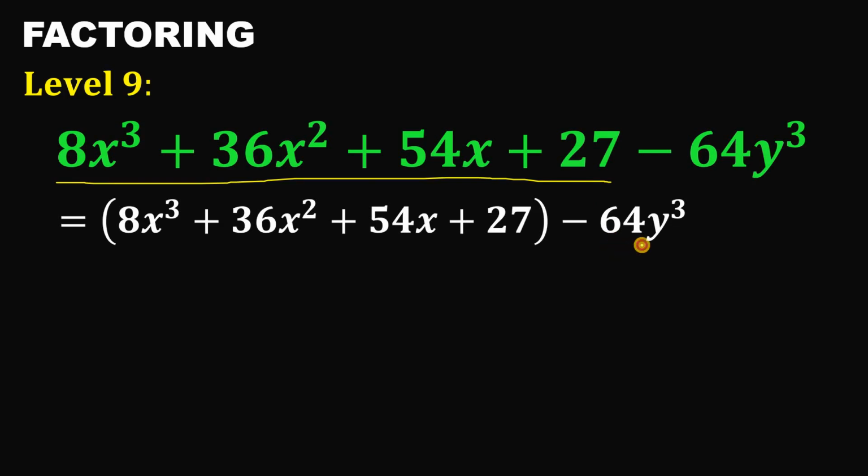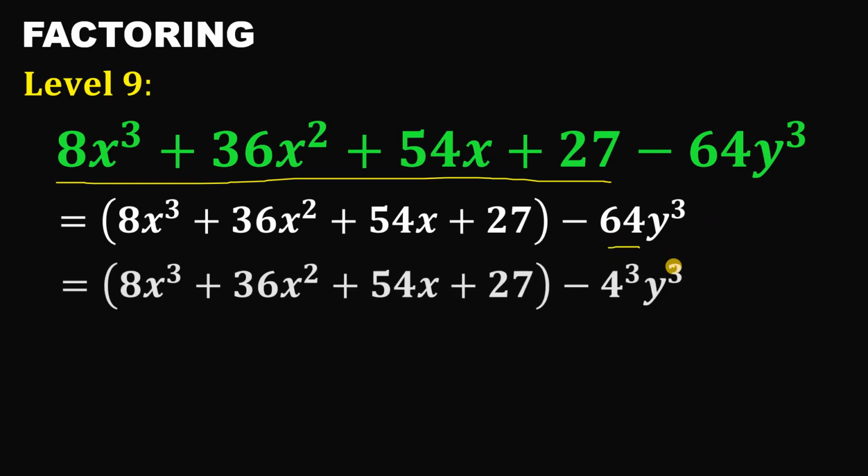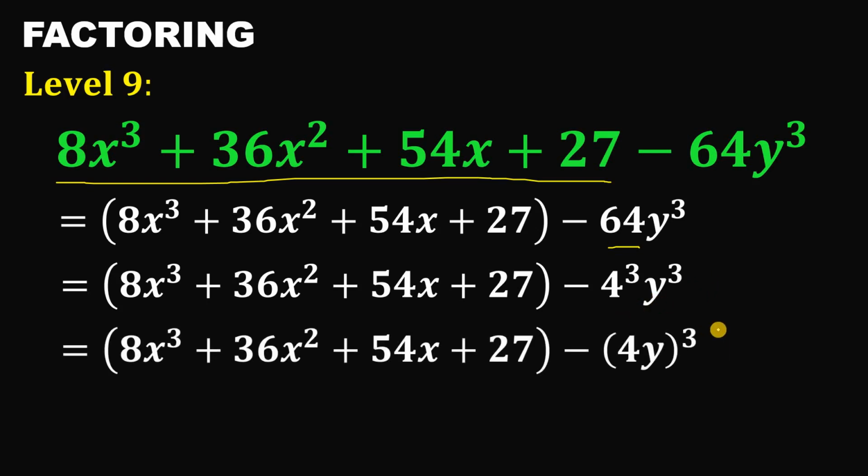Because here's the reason. This 64, we know this is 4 raised to the power of 3. And 4 raised to the power of 3 times y raised to the power of 3, we can rewrite this as 4y raised to the power of 3. So this tells us that this term is a number raised to the power of 3. Now this is a hint for us, because if this is a number raised to the power of 3, this factor, maybe this factor, is also some binomial raised to the power of 3.